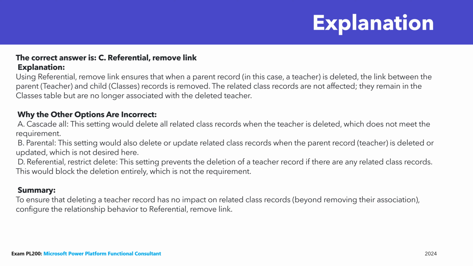Why the other options are incorrect. A, cascade all. This setting would delete all related class records when the teacher is deleted, which does not meet the requirement. B, parental. This setting would also delete or update related class records when the parent record, teacher, is deleted or updated, which is not desired here. D, referential, restrict delete. This setting prevents the deletion of a teacher record if there are any related class records. This would block the deletion entirely, which is not the requirement.